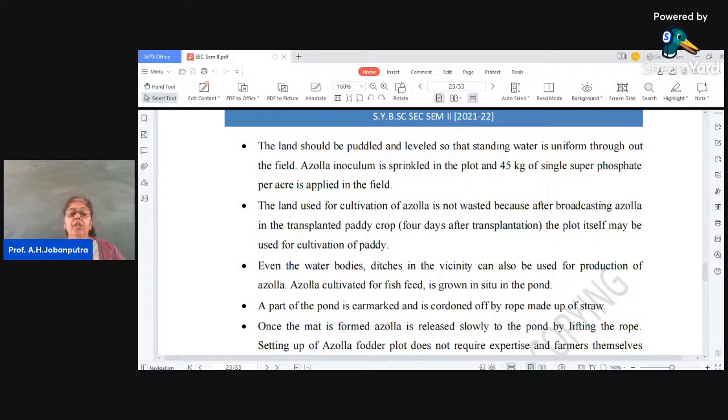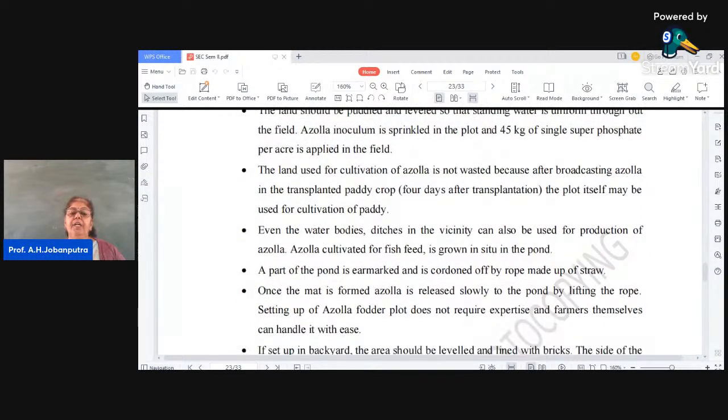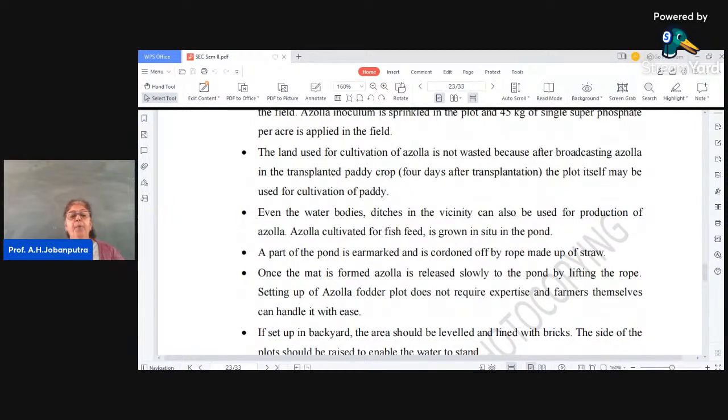The inoculum of Azolla. The Azolla cultivated for fish feed is grown in situ in the pond. Once the mat of Azolla is formed, then it is released slowly to the pond by lifting the rope.